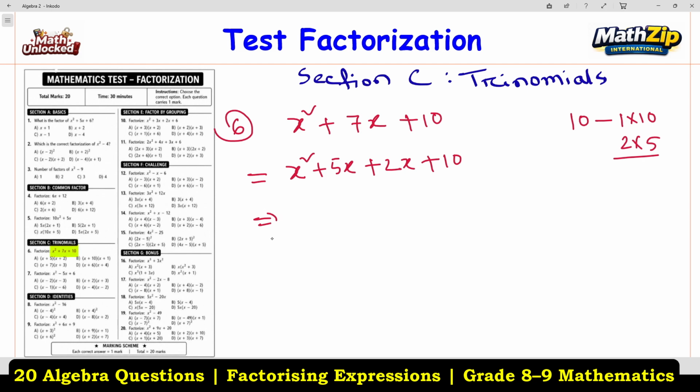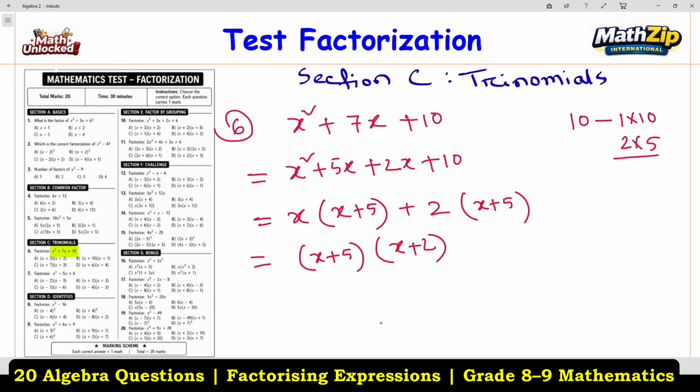Now from here we can take common x, so x + 5, and in this part we can take common 2, again x + 5. Now we can take common x + 5, and here is x + 2. So which one is the similar thing? Here option A is x + 5 and x + 2. So A is our correct answer.